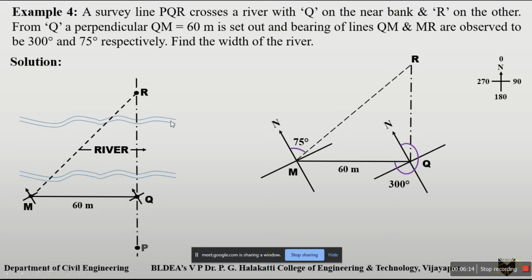I am considering one more point, that is point P, just away from the Q point, because they have given that PQ is on the survey line. Now solving this, I am considering theta at the point M. This is one triangle, that is MRQ, or QMR. If you consider theta here, you know the distance from M to Q, but we don't know the distance of R and Q. By using trigonometric relations, you can easily calculate RQ here.